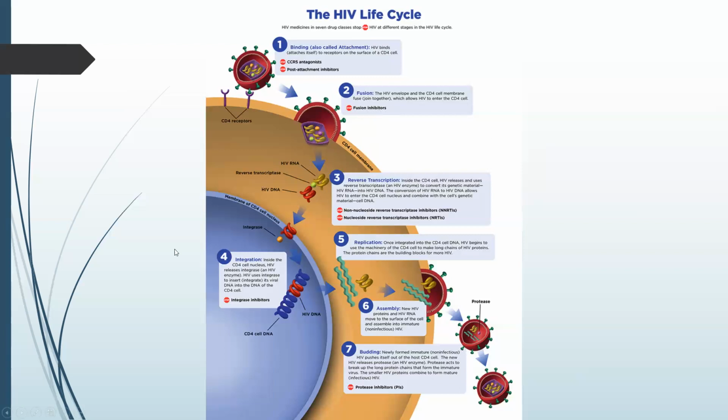And then we have the reverse transcriptase conversion and integration. Once inside the T helper cell, HIV converts its genetic material into HIV DNA, a process called reverse transcriptase. The new HIV DNA then enters the nucleus of the host cell, and it takes control of it so that it can replicate and copy itself. Here we have non-nucleoside reverse transcriptase inhibitors, NNRTIs, and then nucleoside reverse transcriptase inhibitors, NRTIs.